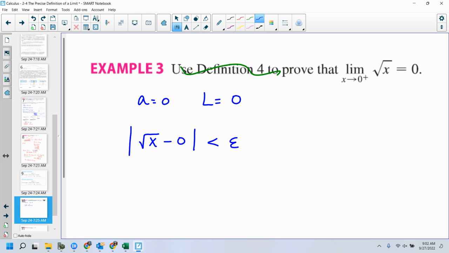Okay, now, actually, you know what I can say? Is this ever going to come out negative because of the right-hand limit, right? And because the fact that my domain of the square root of x is always positive, right? So I can kind of take that off and then just say, okay, the square root of x has to be less than epsilon. Okay, so that means x is less than epsilon squared.